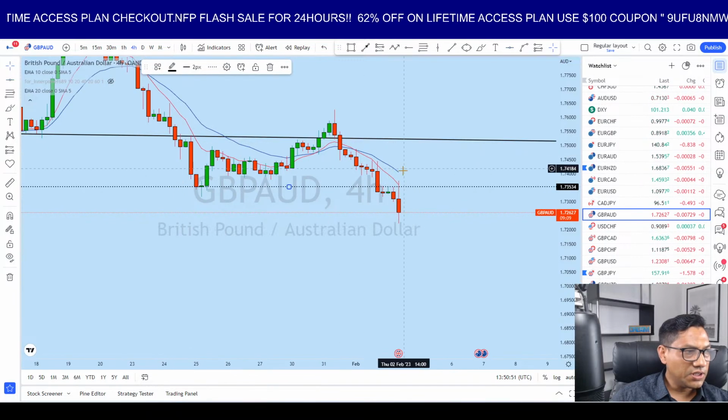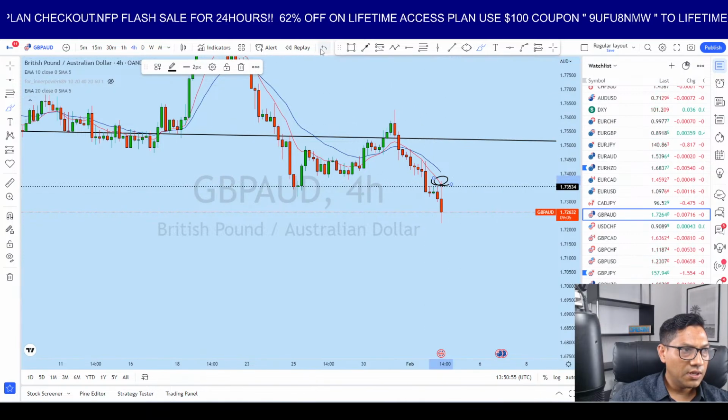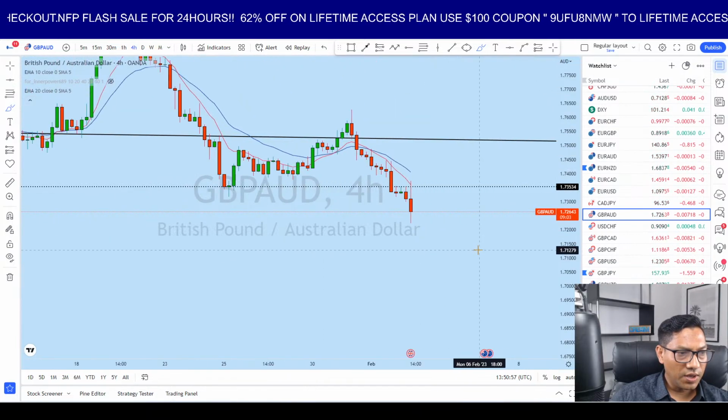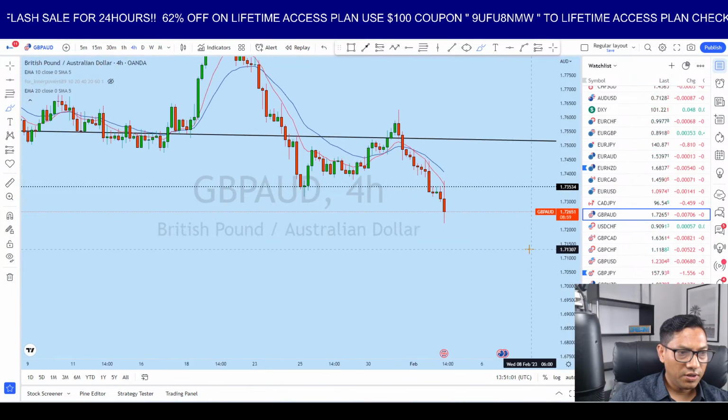So this is the resistance zone. As you can see, the price is forming a middleman with this liquidity grab, which is in fact a high probability trading opportunity here.